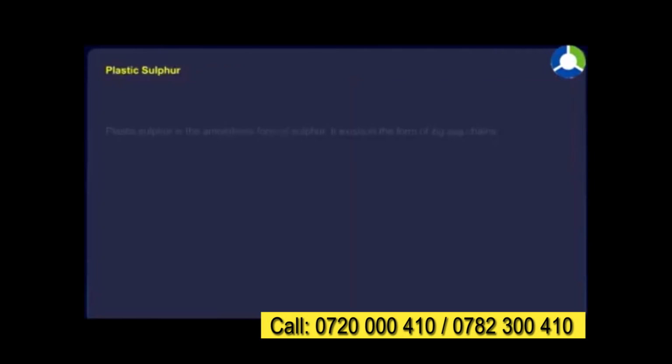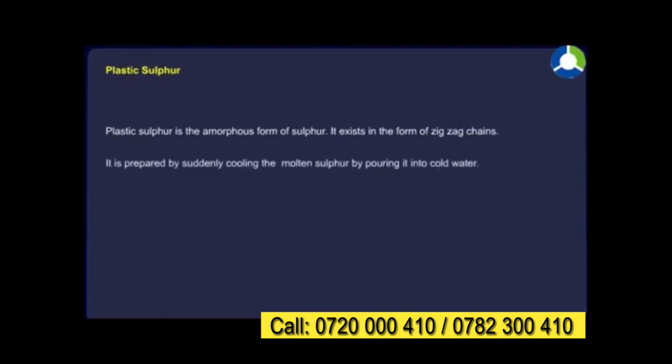Plastic sulfur. Plastic sulfur is the amorphous form of sulfur. It exists in the form of zigzag chains. It is prepared by suddenly cooling the molten sulfur by pouring it into cold water. Yellow rubbery ribbons of sulfur are so formed, which are very soft and can be stretched easily.